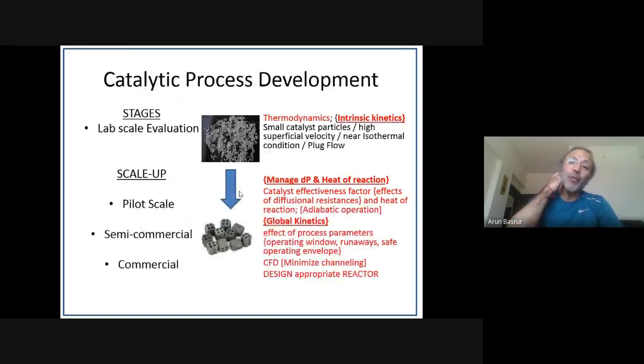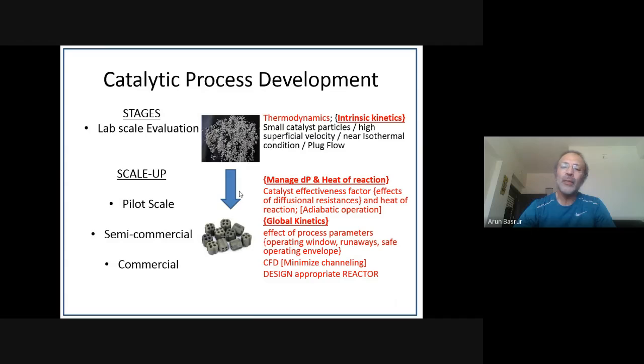Getting into catalytic process development, there are basically two key stages. One is lab scale development and evaluation of the catalyst, and then scale up. So why is it that we need to do a lab scale evaluation and a scale up? At the lab scale evaluation, that is the stage when a chemist identifies a suitable composition of catalyst and its properties, understands the thermodynamics of the reaction, which tell one what is the appropriate temperature and other conditions such as pressure to operate at.